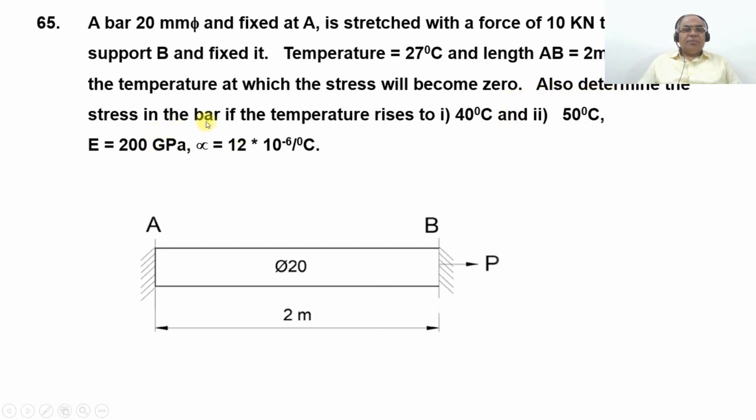Also, determine the stress in the bar if the temperature rises to 40 degrees centigrade and 50 degrees centigrade. E is 200 GPa and alpha is 12 into 10 to the power of minus 6 per degree centigrade.